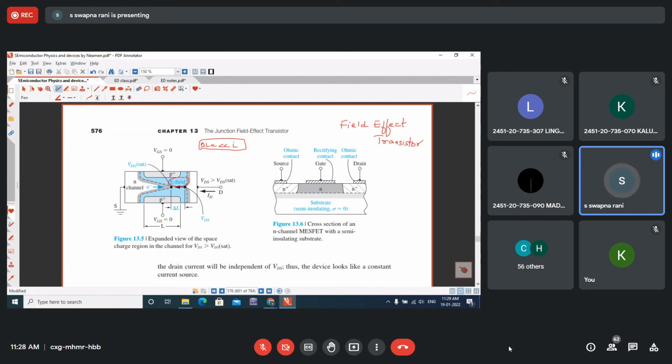So even though VDS and VGS both are controlling the drain current, majorly VGS is the controlling voltage in JFET. So that is why JFET is called a voltage controlled current device.